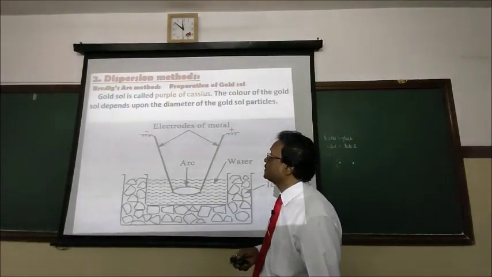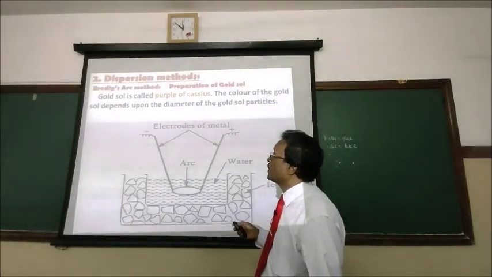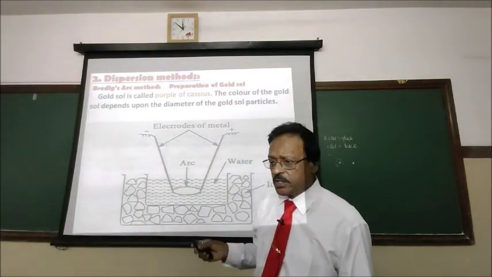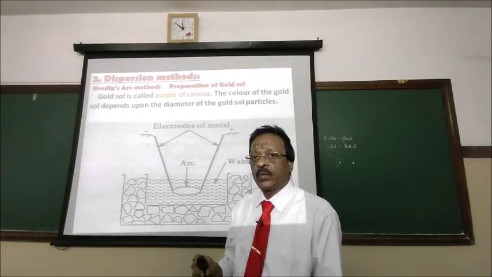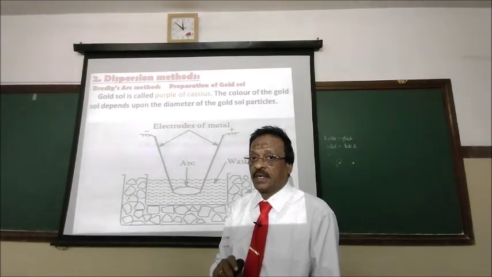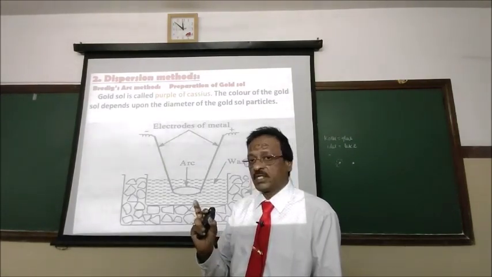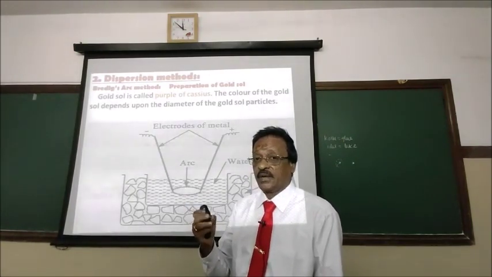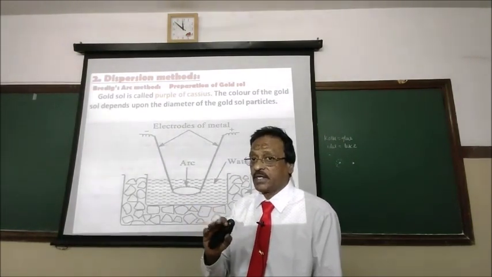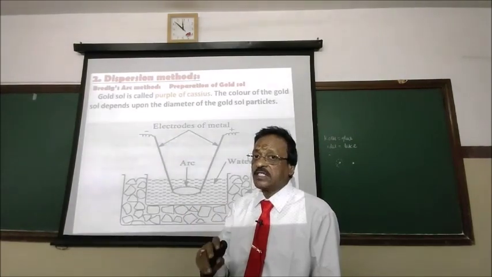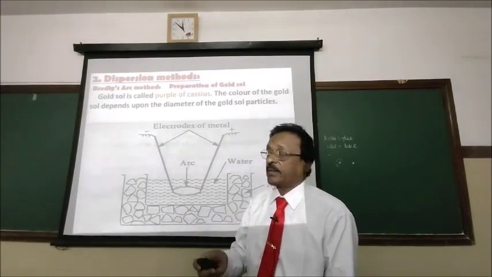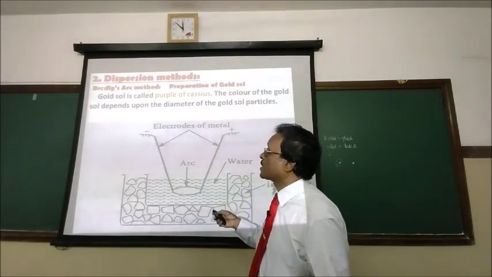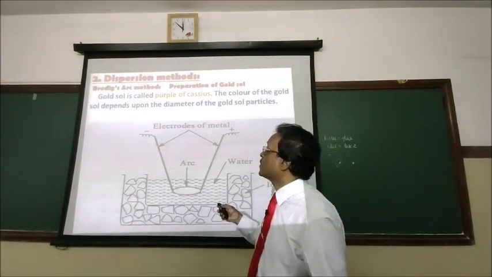Under the physical methods, we are taking Bredig's arc method. This method is mainly used to prepare metal sols, especially gold, silver, platinum. You can't use all metals. You can't use iron, you can't use copper. Only the noble metals, because they have high stability. So metal sols like gold, silver, platinum can be prepared by Bredig's arc method. I will explain the Bredig's arc method for preparation of gold sol.